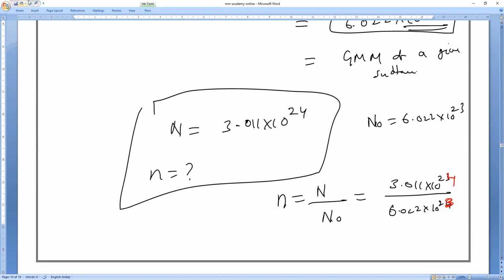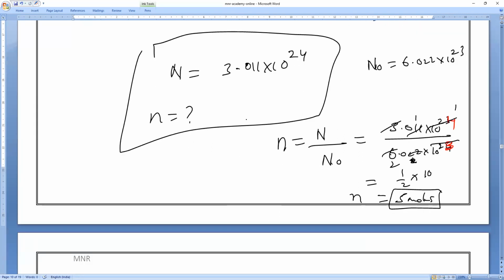So now you can notice it. What will happen, everyone? 10 power 24 and 23 will cancel, leaving one power of 10. 3 ones are, 3 twos are. So what is the answer? Anybody can tell? 1 by 2 into this will be like 10. So how many moles? 5 moles. Okay, Shivani, understand? When particles are given. Yes, sir. Okay, next. Any doubt you can ask me.